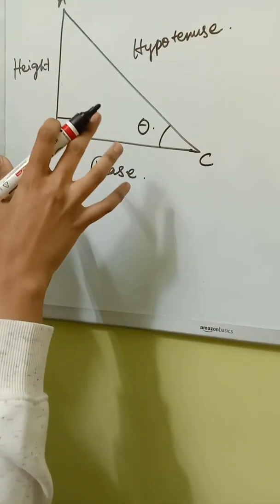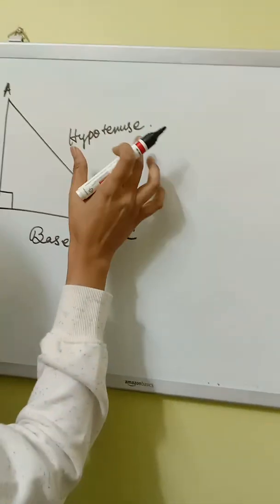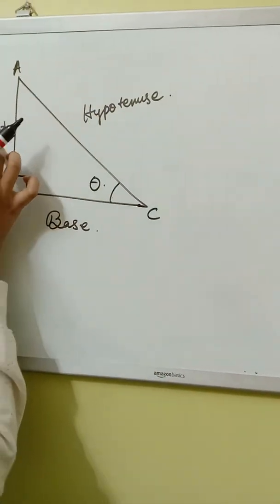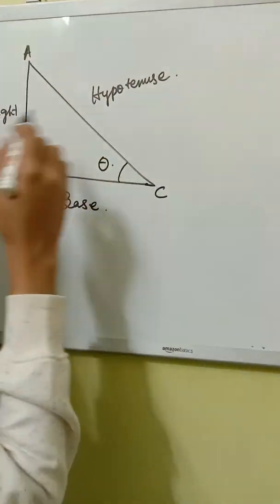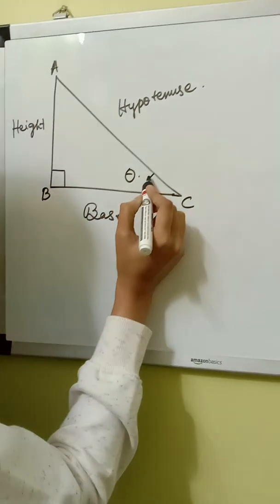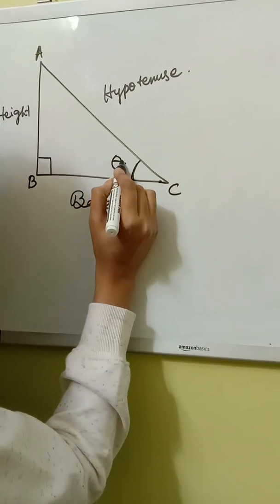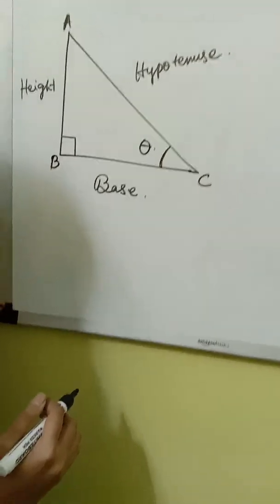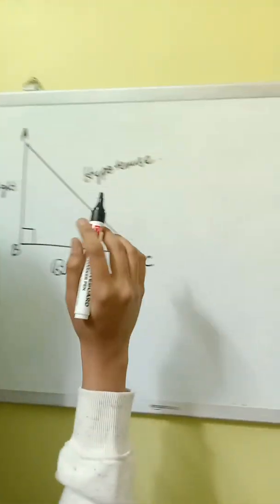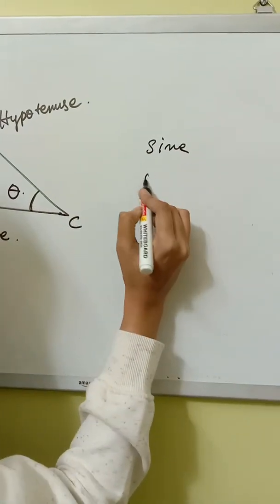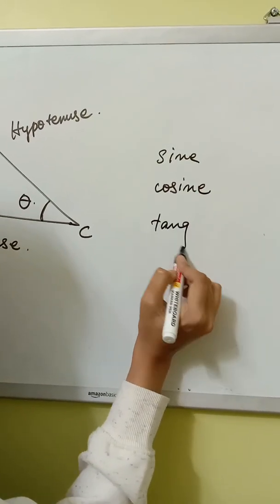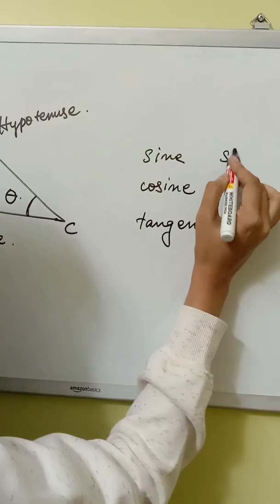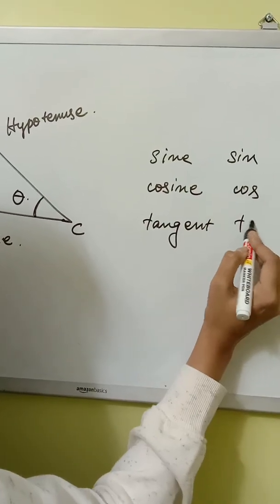So from the Pythagoras theorem, we know that hypotenuse square is equal to height square plus base square. From Pythagoras theorem, we can find out the sides of the triangle. But what this theta is all about, that we will be dealing with in trigonometry. For that, we need to introduce three basic functions, that is the sine function, cos function, or we can say cosine, and the tangent function. In short, we call them sine, cos, and tan.